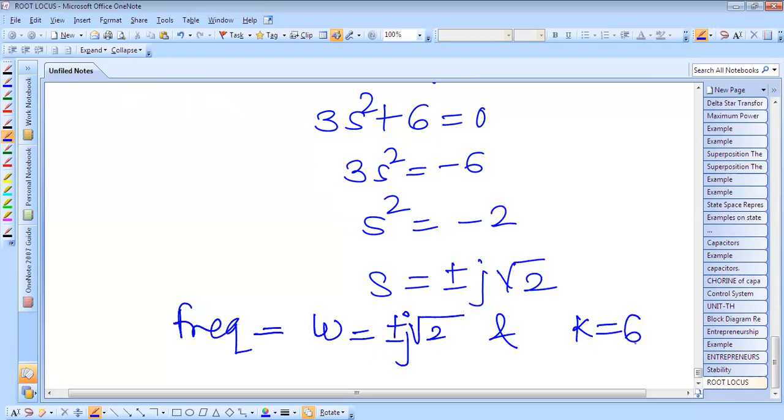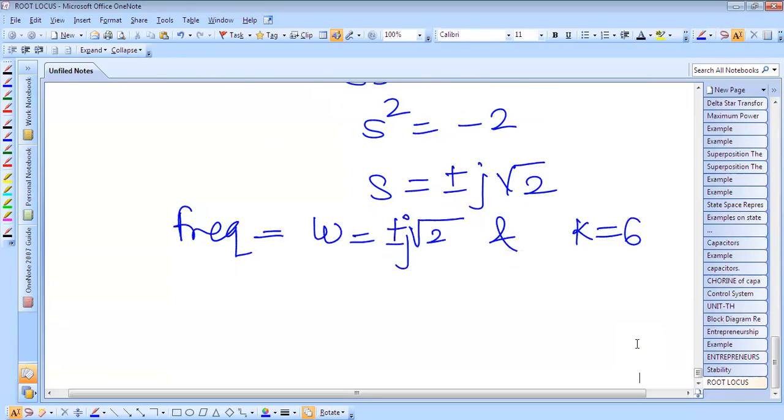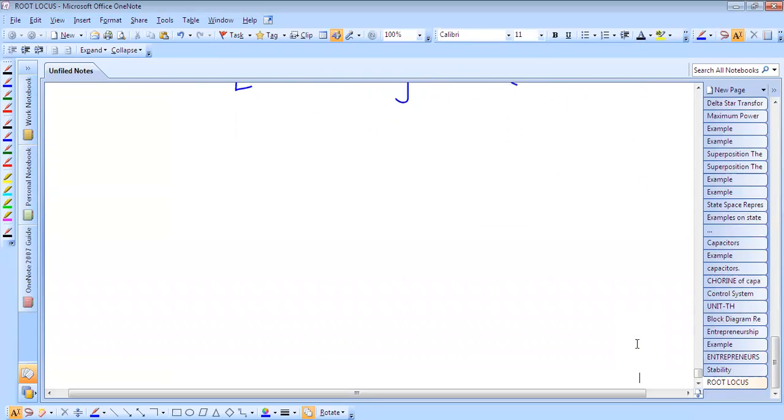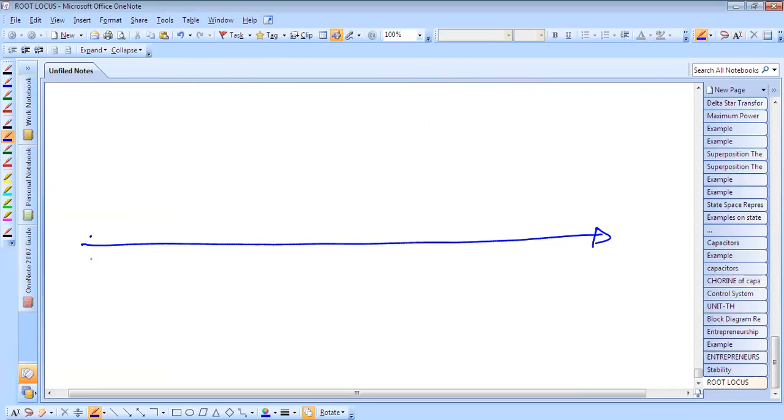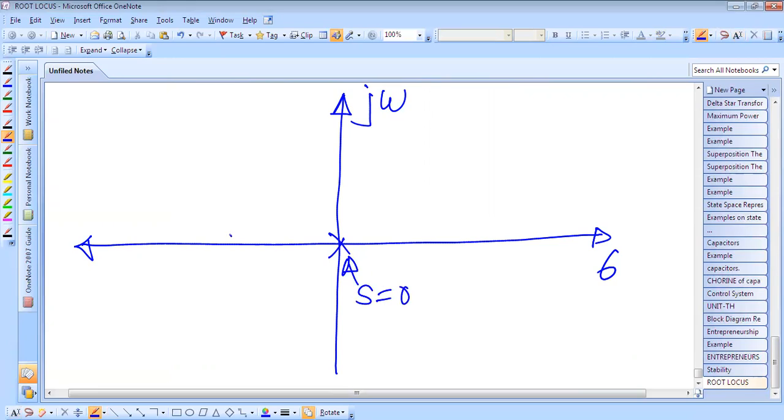Now we can draw the root locus. The root locus can be drawn like this in the S plane. So this is the sigma, and this is j omega. Poles are at S is equal to 0, this is at S is equal to minus 1, and this is at S is equal to minus 2.